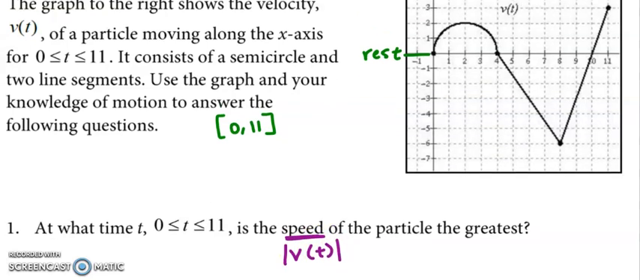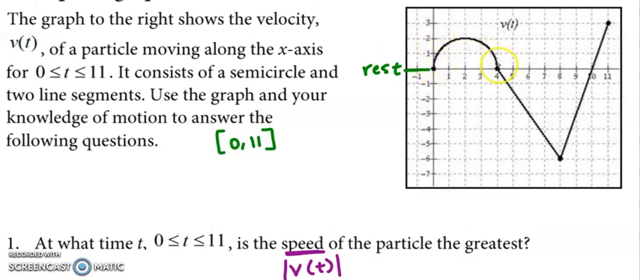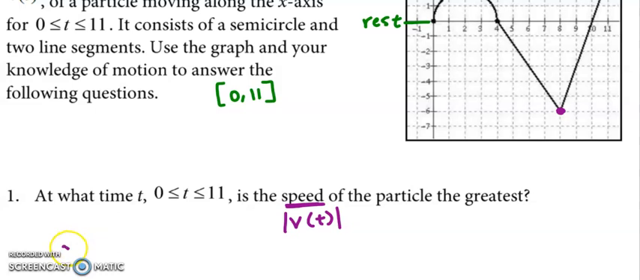So you could draw yourself the absolute value of this graph, which would leave the semicircle where it is. It would flip this triangle, near it above the x-axis to here. Or we can also say we just want the greatest velocity regardless of direction. So it's going to be a velocity of -6, which happens at t equals 8. The absolute value of velocity is 6, which is our maximum speed.